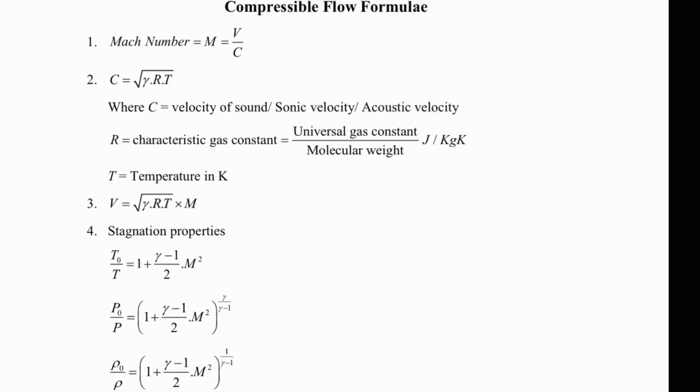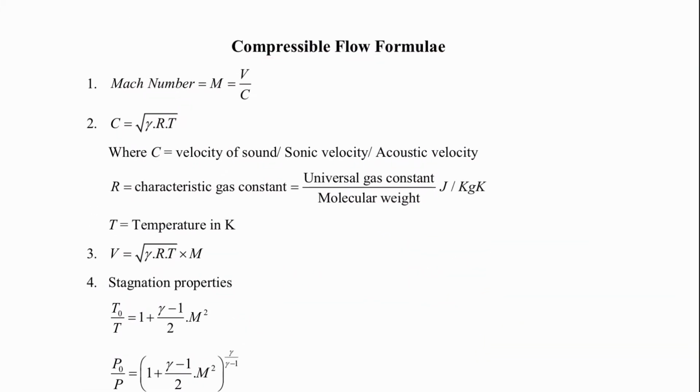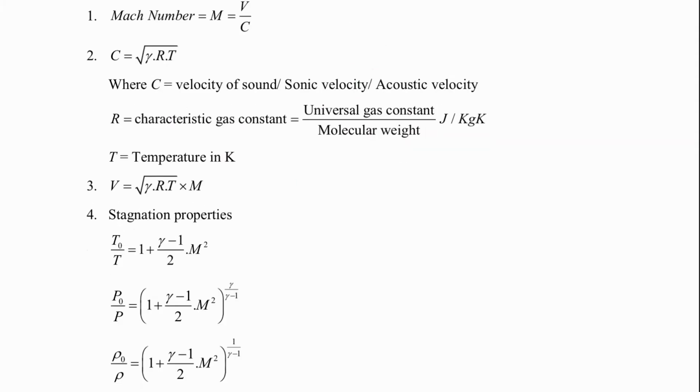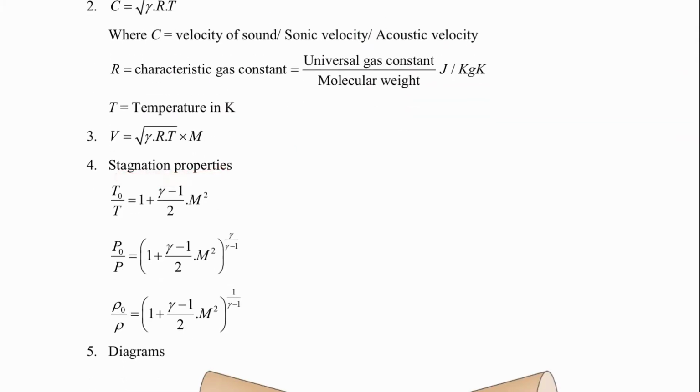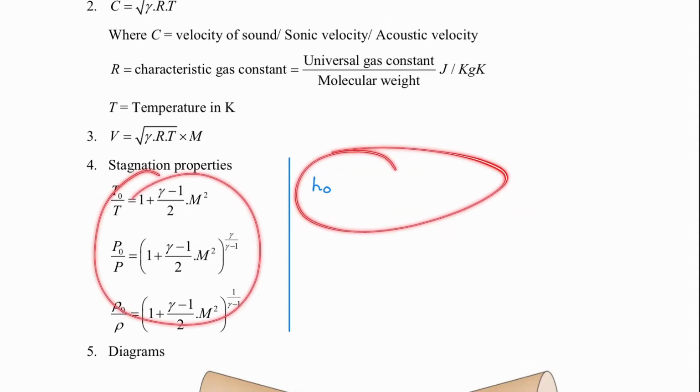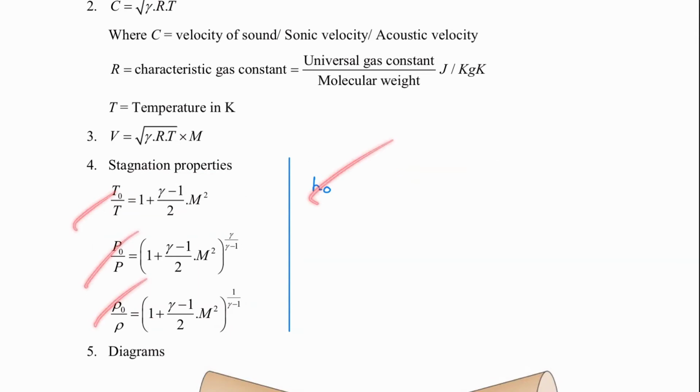This is the compressible fluid flow formula list. Here all the formulas are given, whatever we had derived. For these stagnation properties, we can use the T0 by T formula, and also the P0 by P formula. Please note that the H0 formula has not been written here, so you can add that formula. That will be required. The H0 stagnation enthalpy formula is also required. In the previous paper, in the last exam, stagnation enthalpy was also asked. So you should note down all those formulas. Specifically, these four formulas are very important.